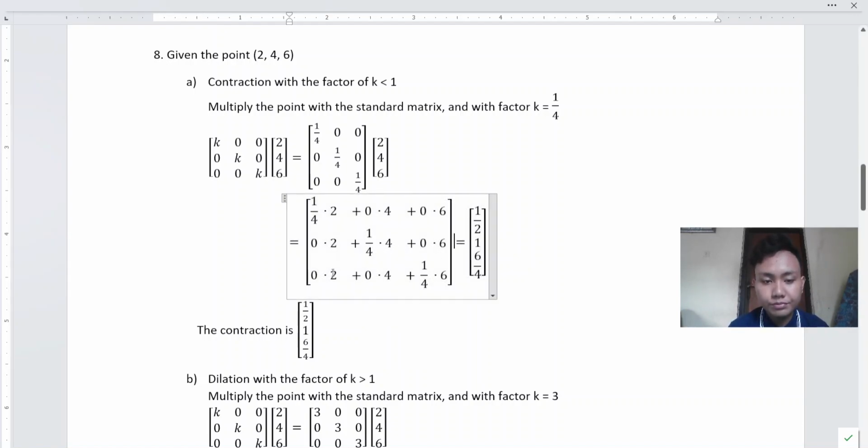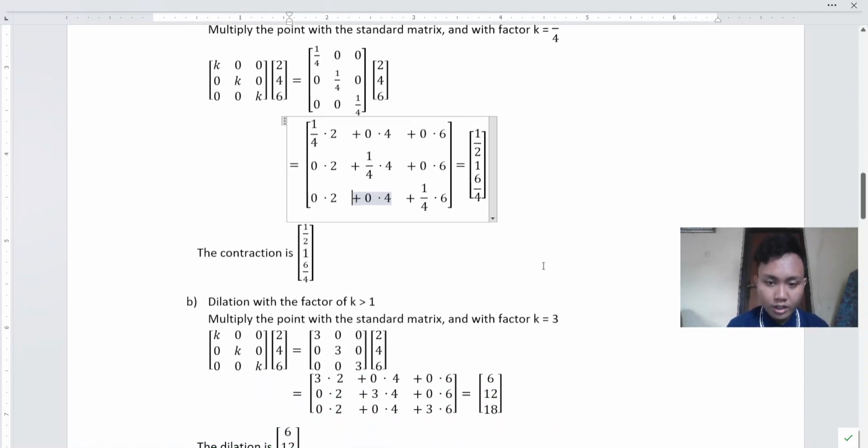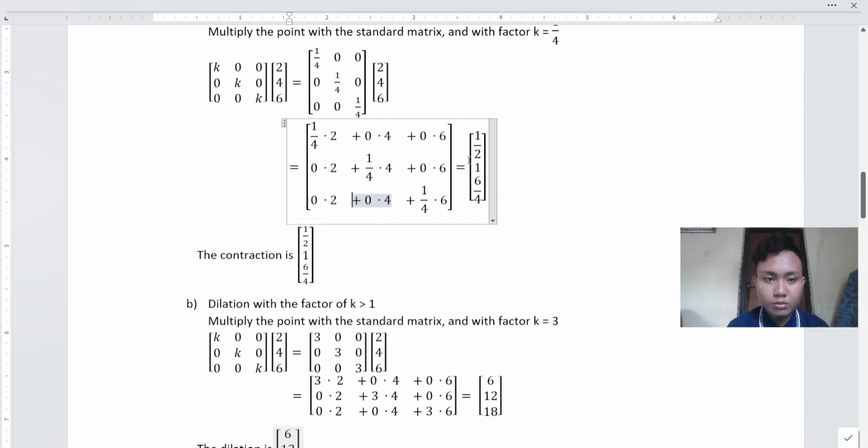And then here for z, we multiply 0 times 2, 0 times 4, it is equal to 0, and then 1/4 times 6, it is 6/4. So that is the result of the contraction for the point: 1/2, 1, and 6/4.